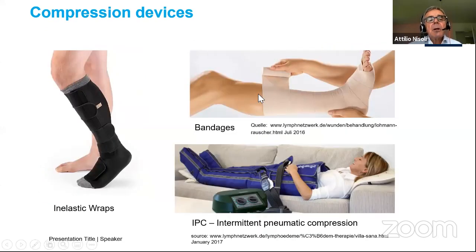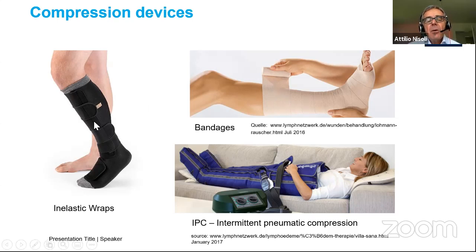But then there are also other compression devices. Inelastic wraps, we'll see more in the next few slides. You're very familiar with short stretch bandages. These two products, in their key features, are quite similar, because what we reach with a short stretch bandage, but also with the wraps, is exactly the same, because as you can see, it's an inelastic wrap. It's not long stretchy. It's short or almost no stretchy.